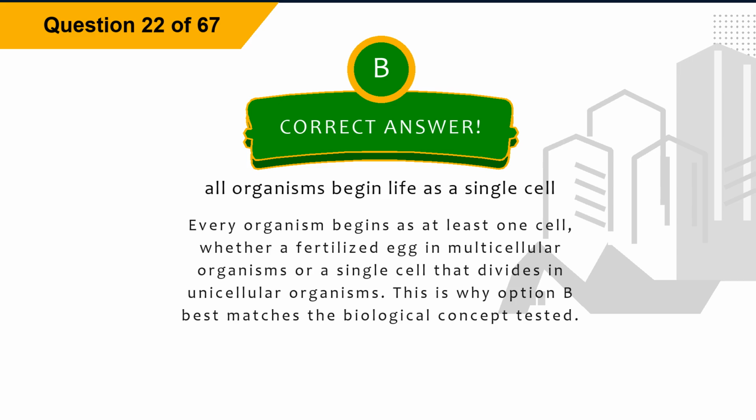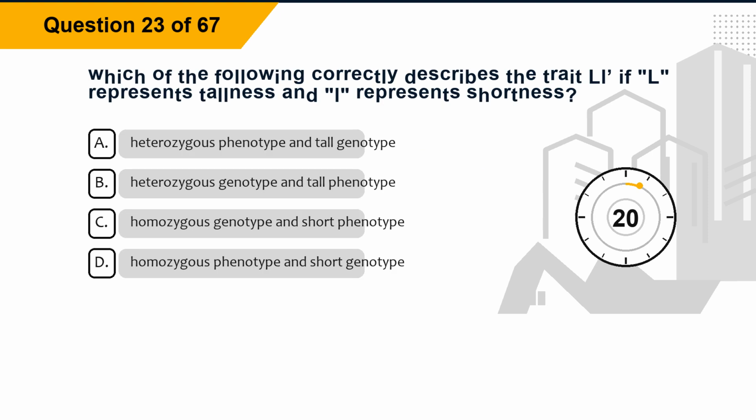Explanation. Every organism begins as at least one cell, whether a fertilized egg in multicellular organisms or a single cell that divides in unicellular organisms. This is why option B best matches the biological concept tested. Question 23. Which of the following correctly describes the trait LL, if L represents tallness and L represents shortness?